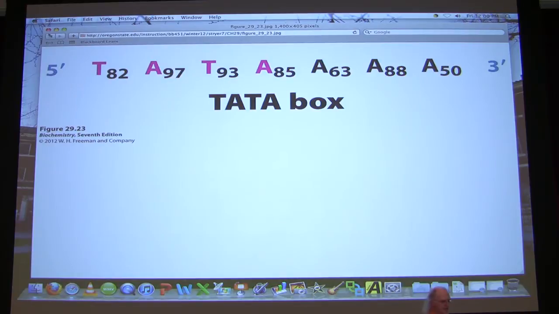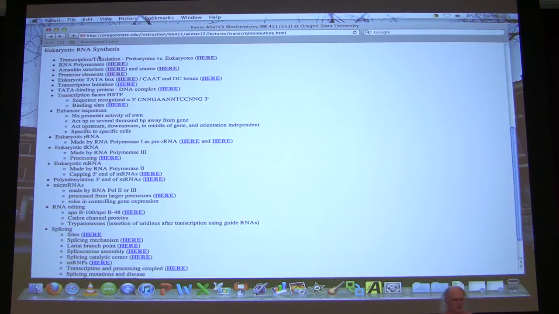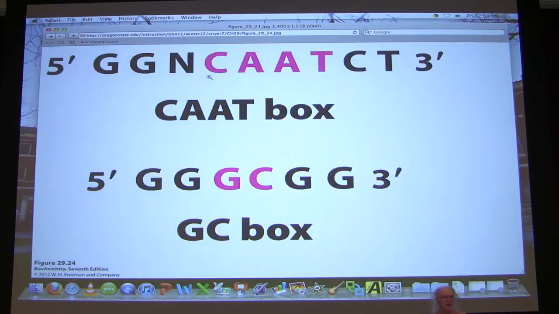There are other sequence elements that are important in eukaryotic transcription. A couple of them are here, CAT boxes, as you see here, GC boxes, as you see here. Again, I'm not expecting you to memorize the sequences here, but these are conserved elements that are found in many promoters of eukaryotic genes. Okay?